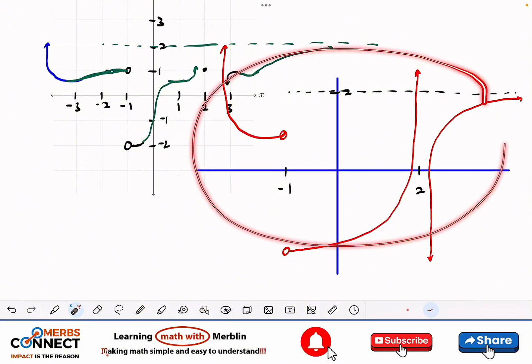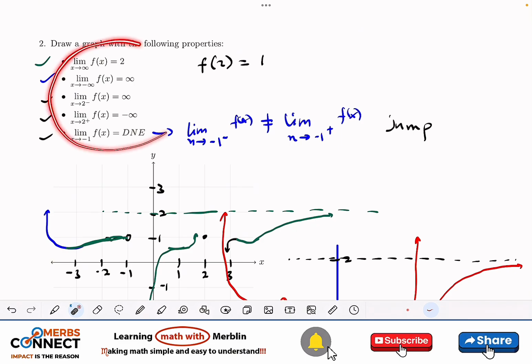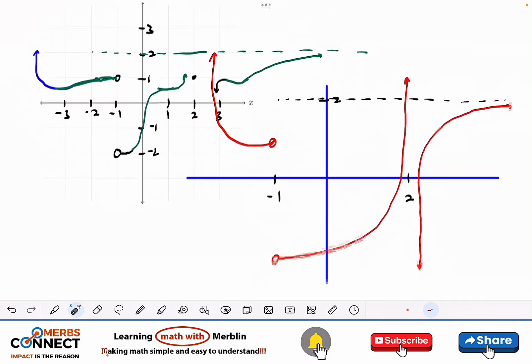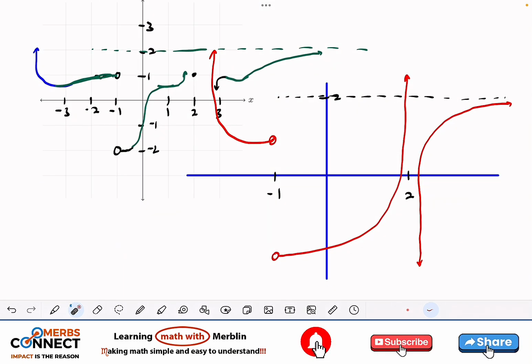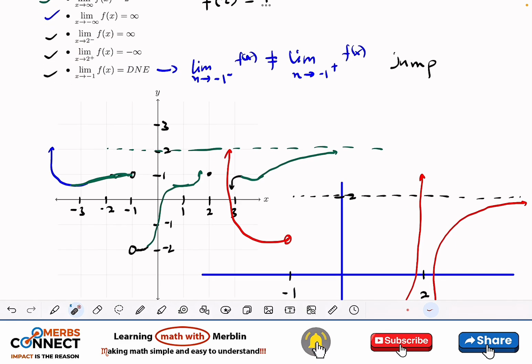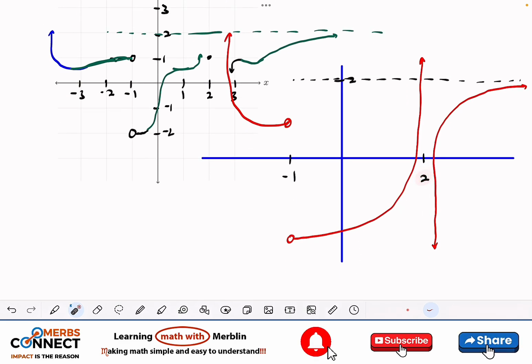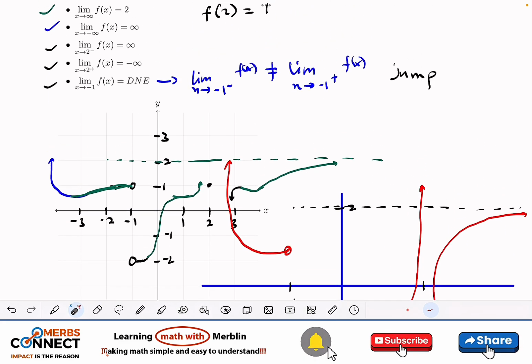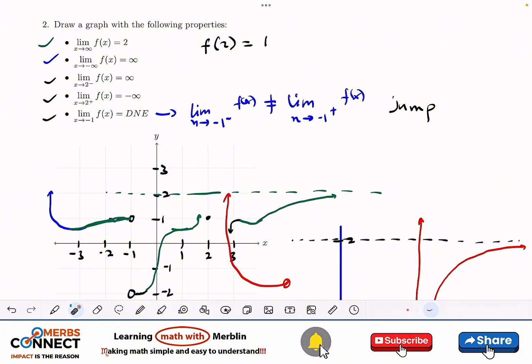So this one tells me everything about this information, right? It tells me that if I'm approaching 2 from the positive side, I'm getting to -infinity, which is true here. It tells me that when I'm approaching 2 from the positive side, I'm getting to +infinity, which is also true.